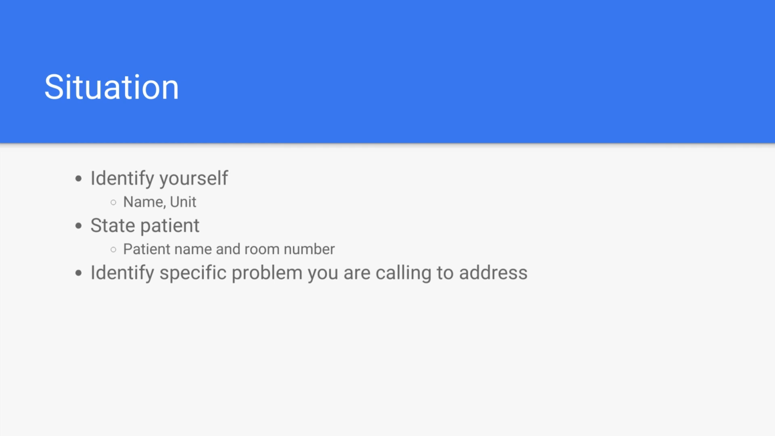So you want to be sure to identify yourself, the unit that you are on, but also identify the patient's name and their room number. After you have identified yourself and the patient, you also want to identify the specific problem that you are calling to address.